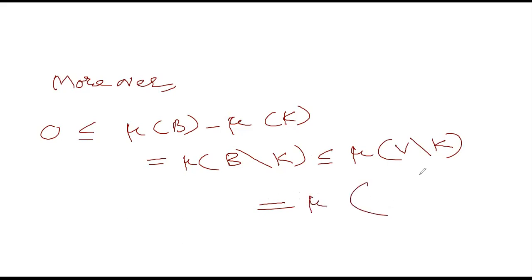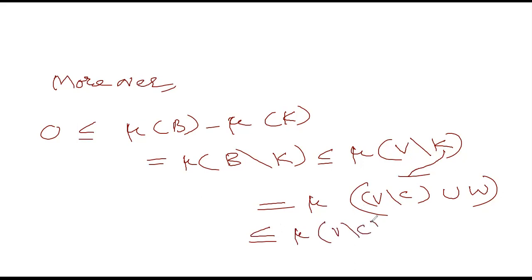mu of V minus K is equal to, by substituting the value of K, mu of V minus C union W. You can easily verify this using the value of K here. Mu of V minus C union W is less than or equal to mu of V minus C plus mu of W, using the sigma sub-additive property of the outer measure.